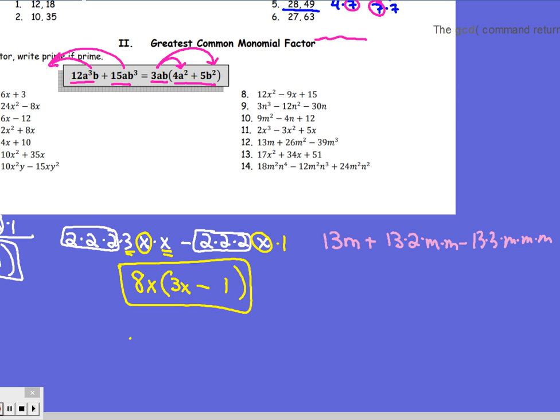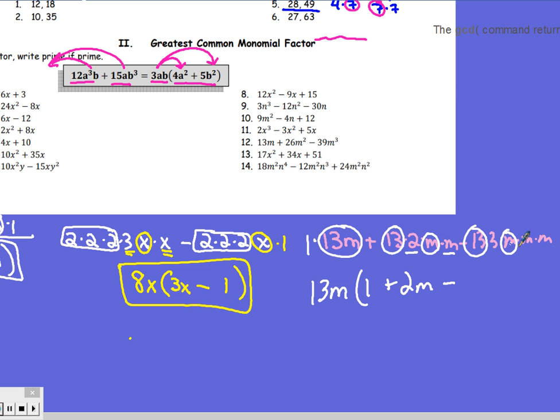Okay, so I have 13m here, 13m here, 13m there. Is there anything else they all have? Nope. Okay, so I'm going to take out the 13m. This was 13m times 1 plus 2m minus 3m squared. So this actually may be factorable, and we'll talk about factoring that in just a minute. But here we're focusing on just what is the greatest common factor, what do they all have in common, and factor that out.